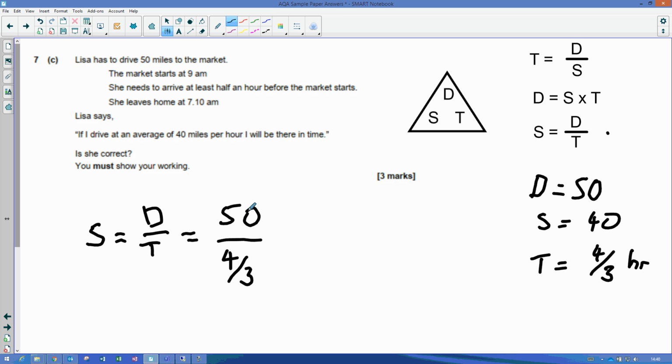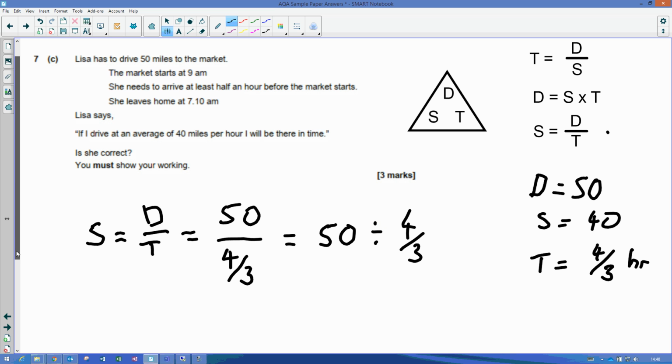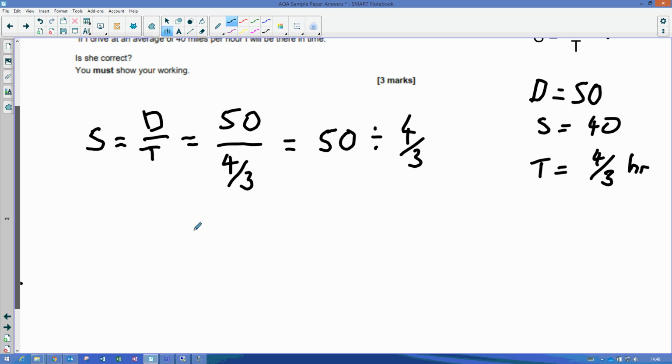4/3. Now this doesn't look very nice at all, but a division sum can be written in lots of different ways. If I write it like that, it doesn't look quite so bad. How do we do division by a fraction? Well, there's a trick to it. You change the division sign into a multiplication and you write the fraction the other way up. So now all we've got to do is 50 times 3/4.